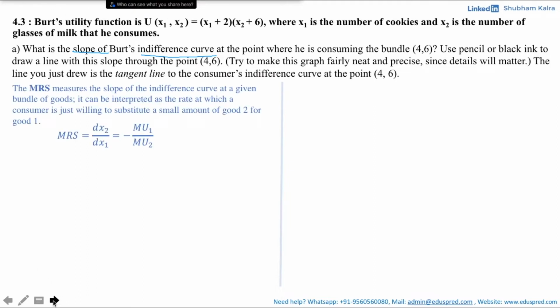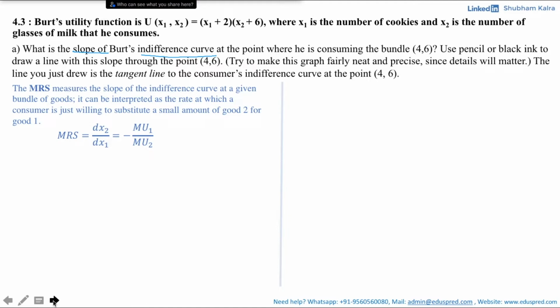In economic terms, MRS, or the marginal rate of substitution, measures the slope of the indifference curve at a given bundle of goods. It can be interpreted as the rate at which the consumer is just willing to substitute a small amount of good 2 for good 1. Mathematically, MRS is equal to the derivative of x2 with respect to x1, or it can be written as minus MU1 divided by MU2.